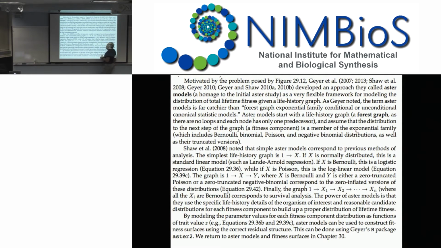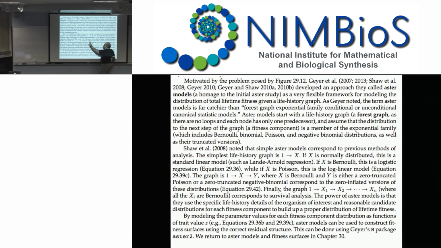The simplest life history graph is your observation goes to a fitness value. If Z is normally distributed, that's a linear model, Lande-Arnold estimation. If Z is Bernoulli, live or dead, that's logistic regression. If Z is Poisson, that's a log linear model. I basically use a linear model and then take the exponent of that to give me a mean. I then draw from that.